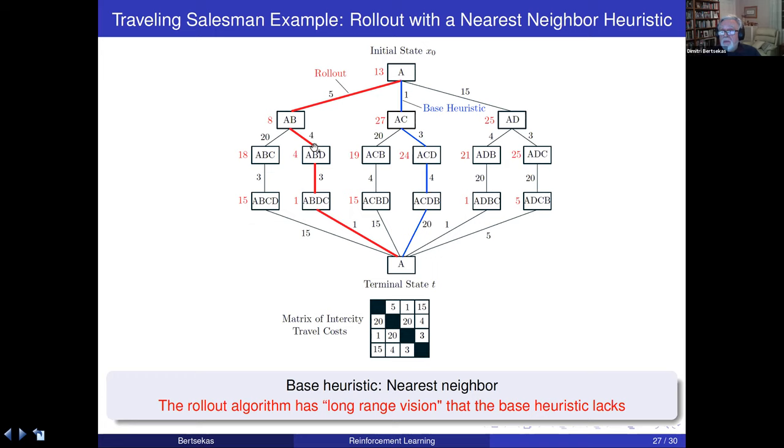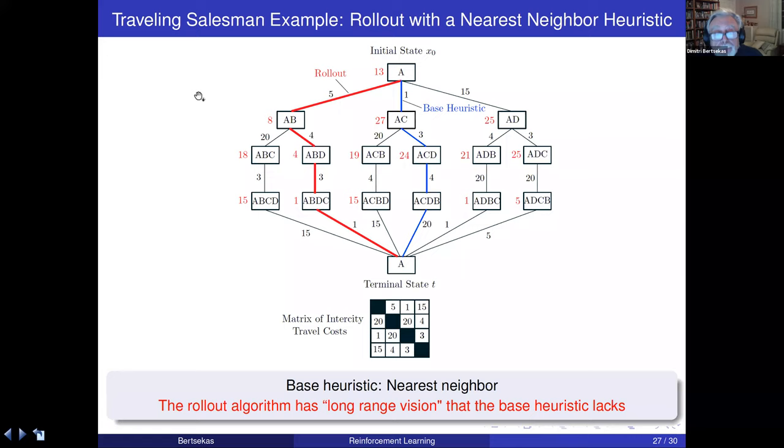Mm-hmm. So the rollout is going to find the optimal policy as opposed to the base heuristic, which gives you a suboptimal policy. Yeah. It's an example of cost improvement, right? You can prove that for heuristics of this type, you always get cost improvement in rollout. But intuitively, what makes the rollout work better here? Is it because you're comparing more states with exact knowledge? And well, you're estimating after the first step, but you have the 3 first with exact knowledge. And so then you're getting more information to make a decision off of.